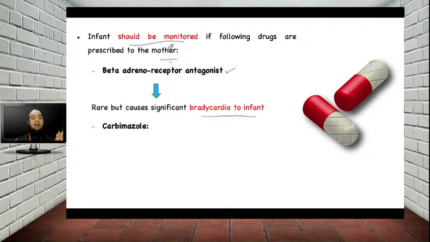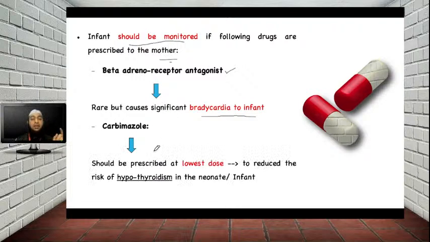Second category is carbimazole. Carbimazole is given to the mother if she is suffering from hyperthyroidism. What carbimazole is doing, it reduces the hyperactive thyroid gland and it reduces the thyroid hormone. Now the same dose of carbimazole, if it goes into the mother's milk, then it is quite possible that in such case even a low dose can produce hypothyroidism. In case of the therapeutic dose, it increases the risk of hypothyroidism in the neonates and the infant.